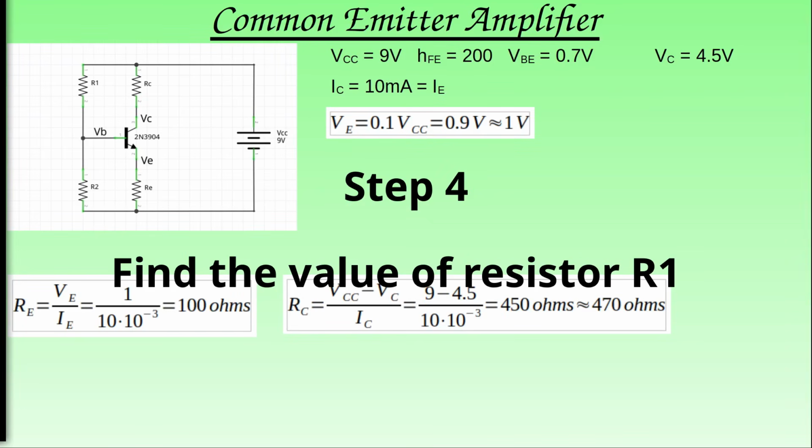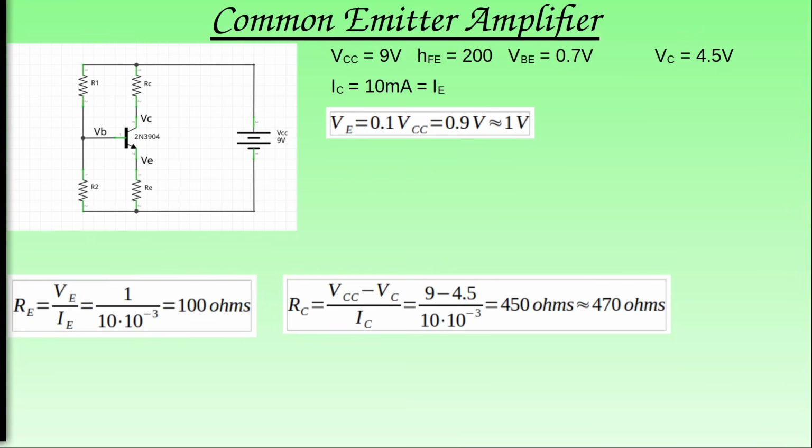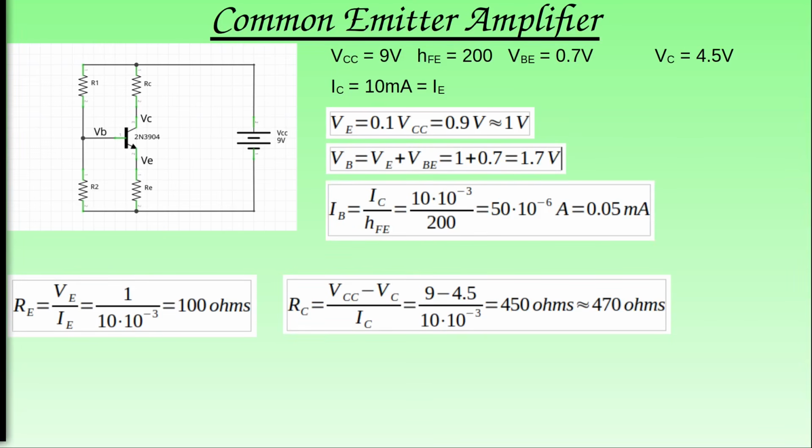Now let's go to step 4, which is find the value of resistor R1. For that, we need to have a couple more information. First, the value of the voltage at the base of the transistor. That will be VB. And VB equals VE plus VBE, or 1.7 volt. Second, in order to have a collector current of 10 mA, we will need a base current of IB equals IC over HFE, which is equal to 50 microamps or 0.05 milliamps.